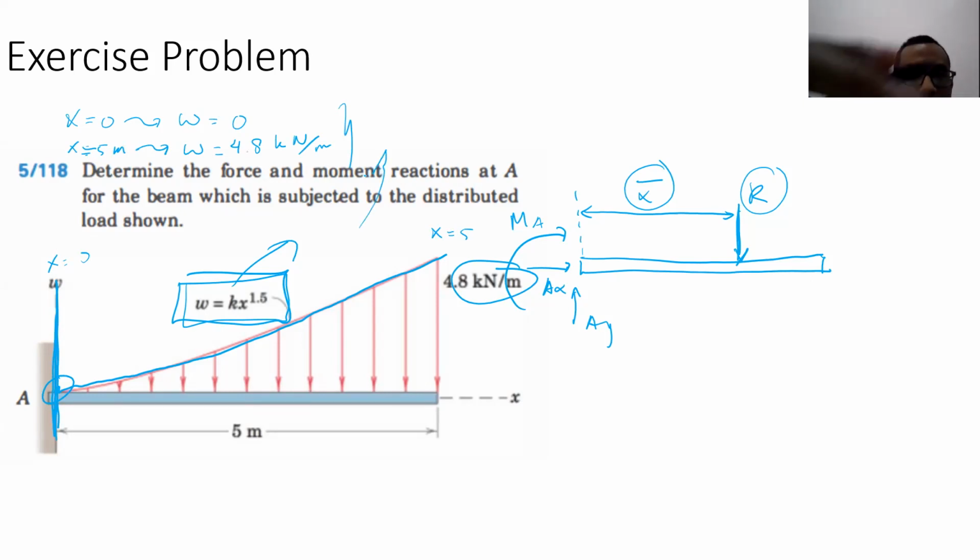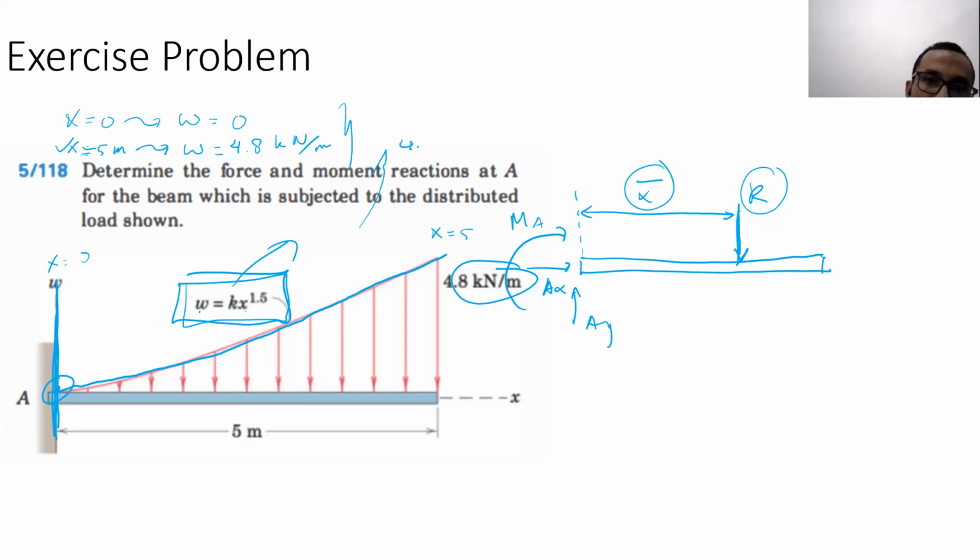Can you do that? Yes, it's actually very simple, right? If we use x equal to 0 and w equal to 0, later we put x equal to 0 here and w equal to 0 there, it will be 0 equal to 0. Yes, it's correct, but it's not solving the k, right? Yes. And use the other way. Use the other one. 5 meters.